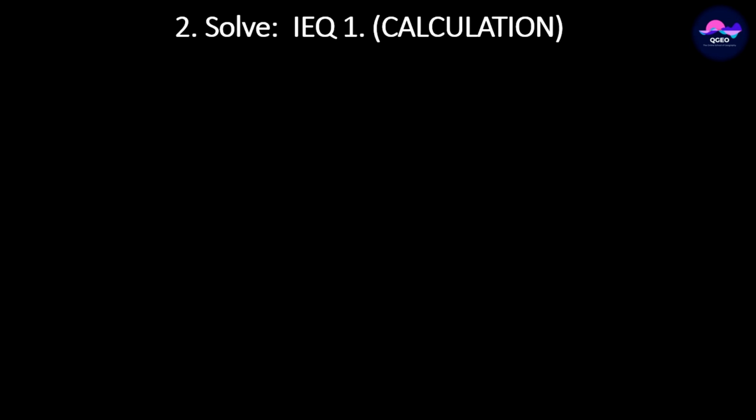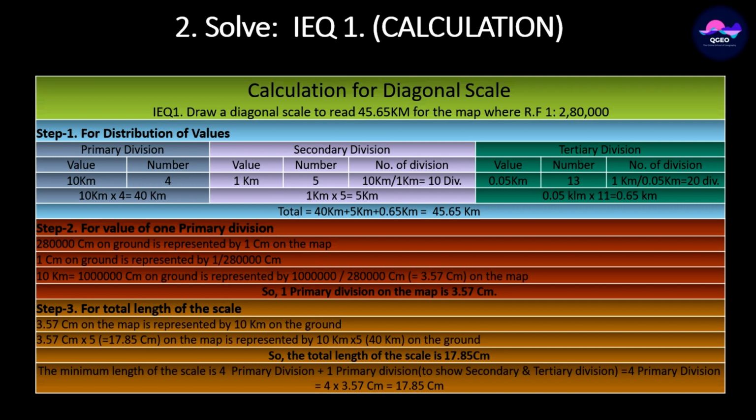Now the calculation part of IEQ 1. The calculation part is also subdivided into 3 parts. In step 1, distribution of values. Here the total value we have to distribute is 45.65 kilometer. In primary division the value is 10 kilometer and the number is 4. So it will be 40 kilometer in primary division. In secondary division the value is 1 kilometer and the number is 5.